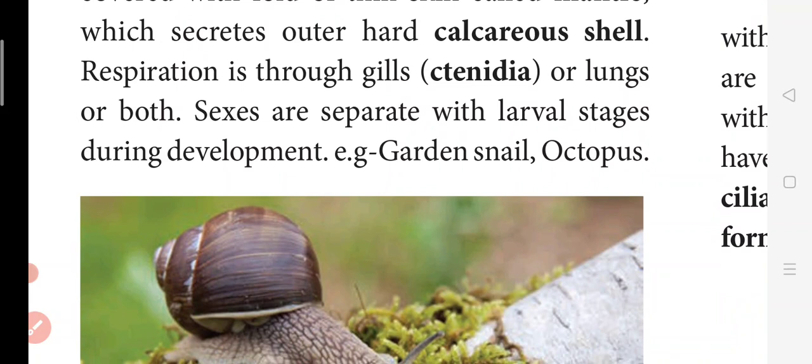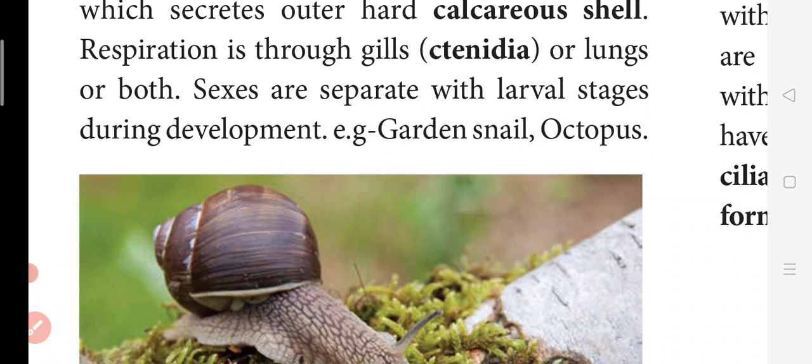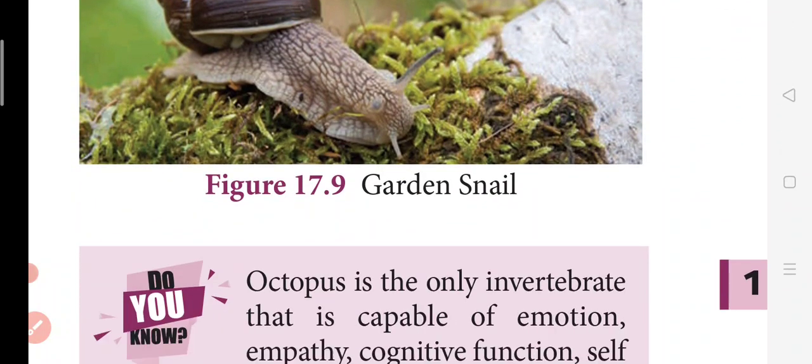And sexes are separate with larval stages. Sorry, during development, in the larval stage, their sexes are not separated. As they grow only the sexes get separated, male and female. So in the egg stage, sexes are not separate. And garden snail and octopus are the very common examples.